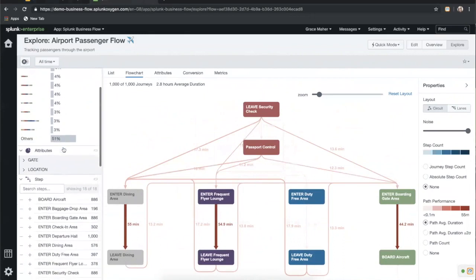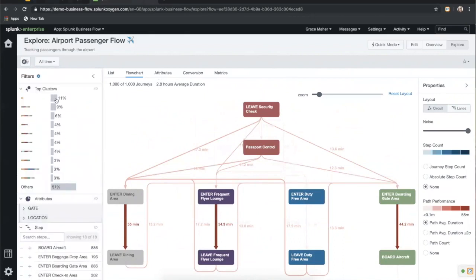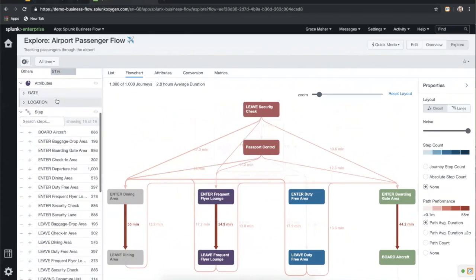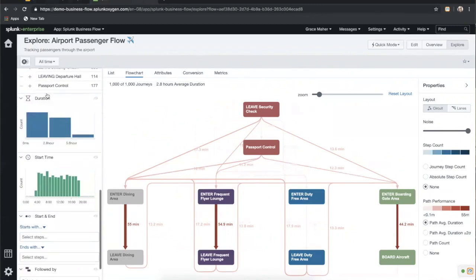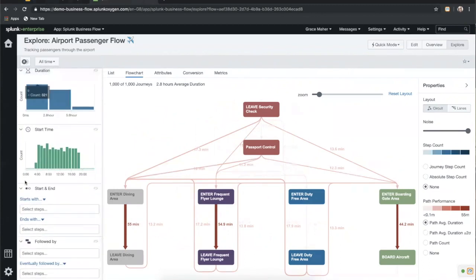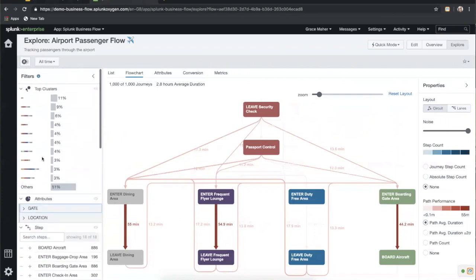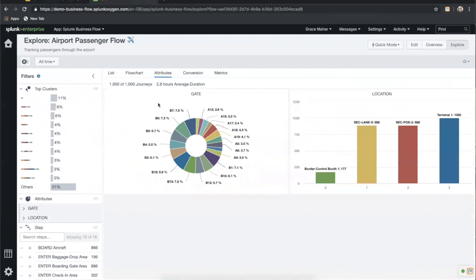What's even better is that we're able to overlay individual clusters of customers, depending on where they started and finished their journey, or even things such as what gate they were traveling from or location. So it's very, very easy to see how different customers and different customer segments interact with your service, website, or actually travel physically through your airport, security area, whatever it may be.